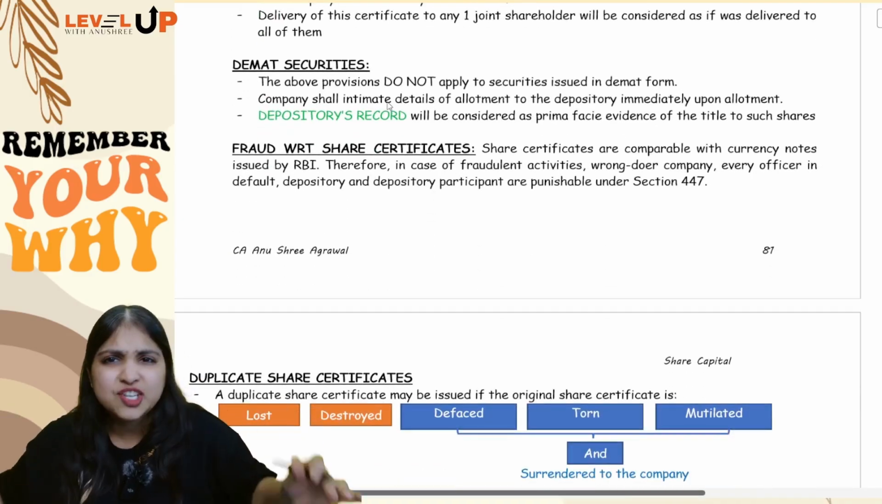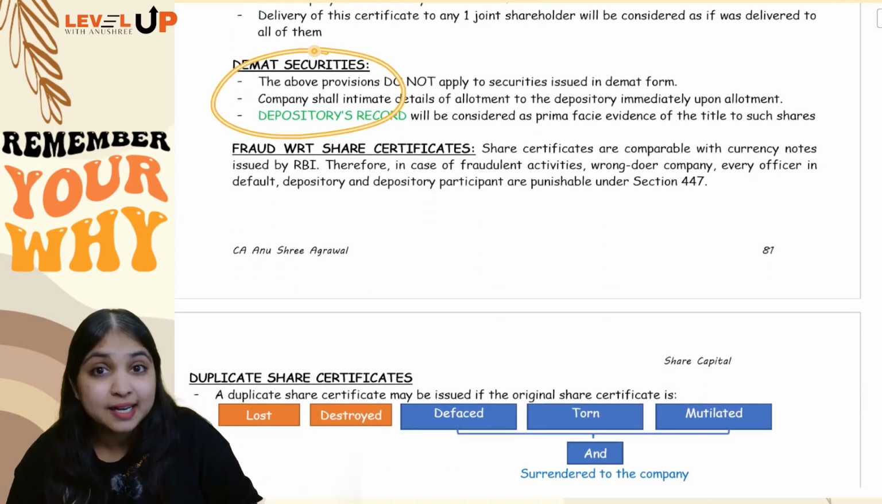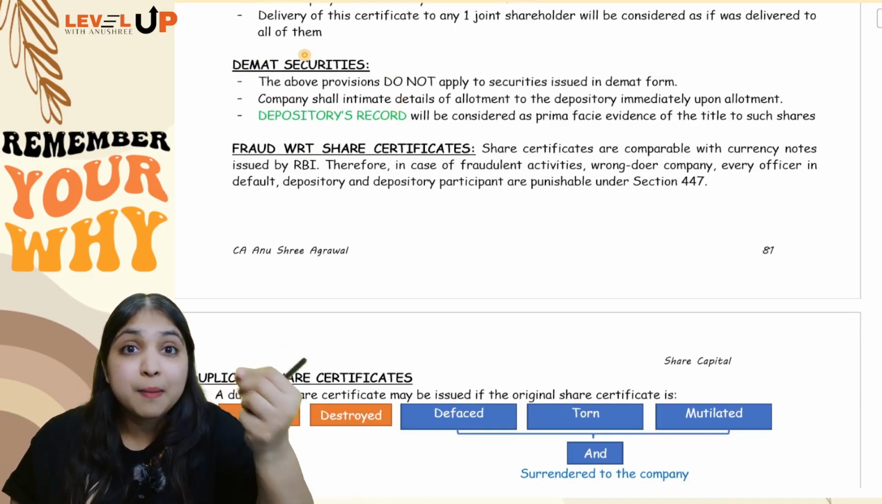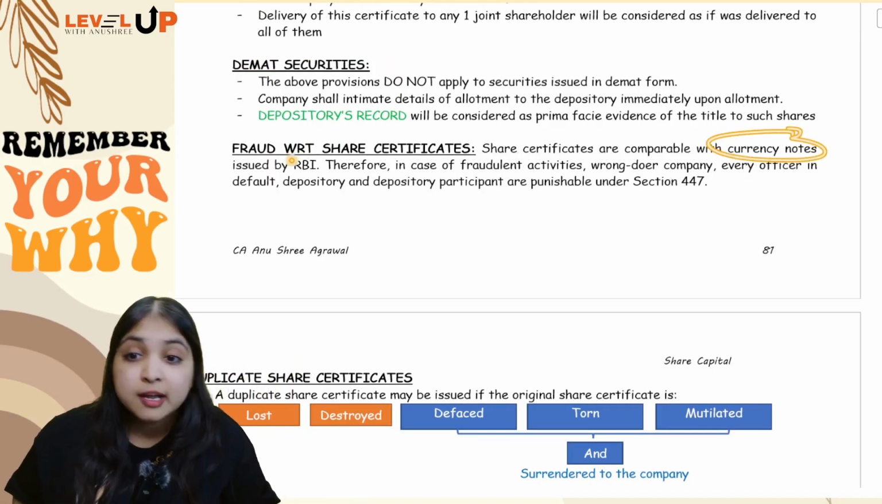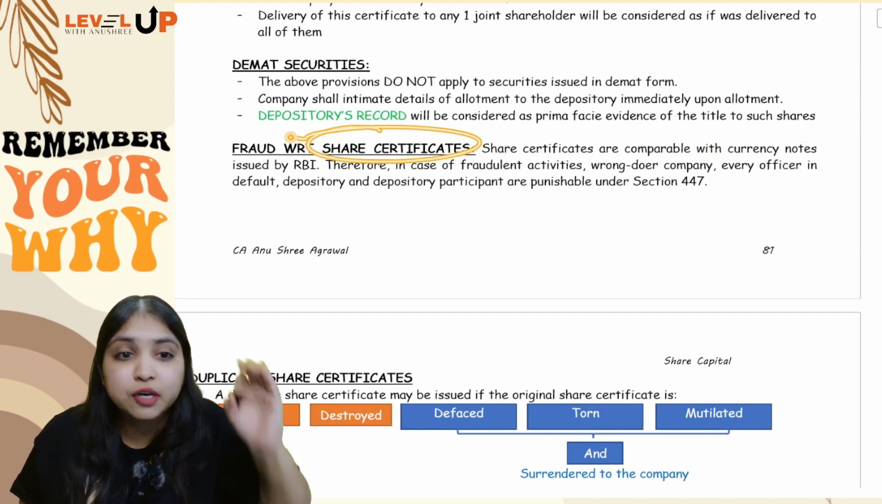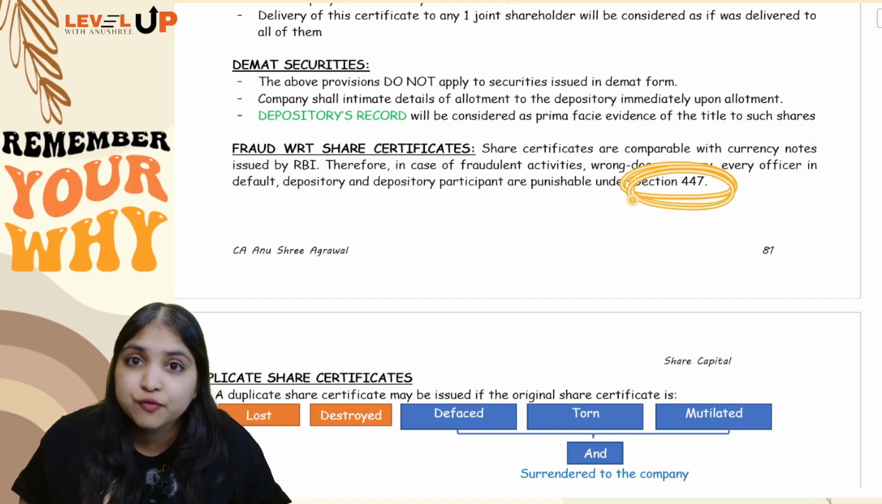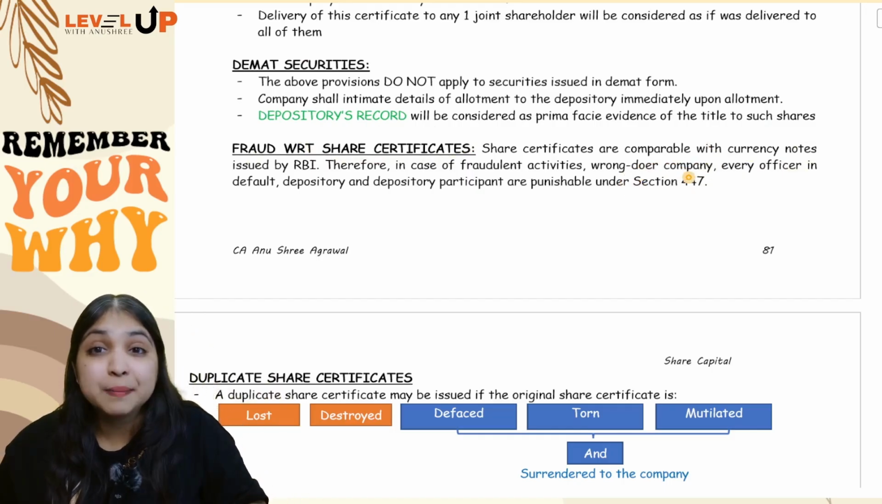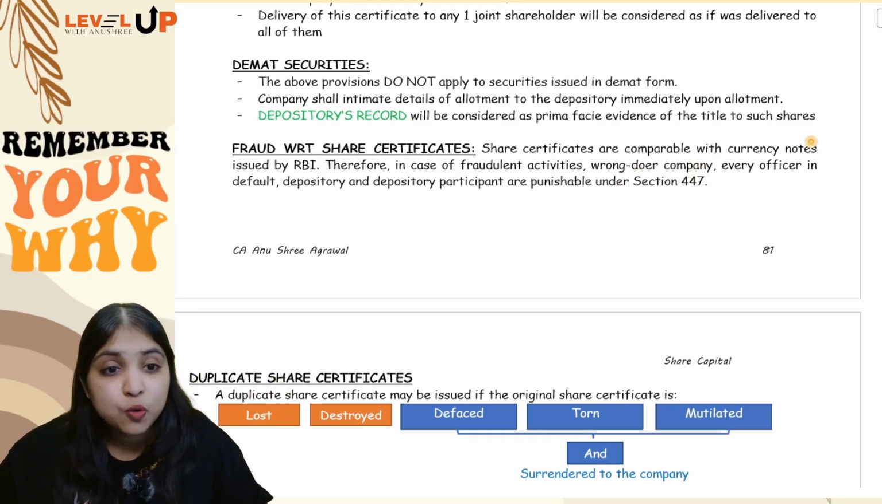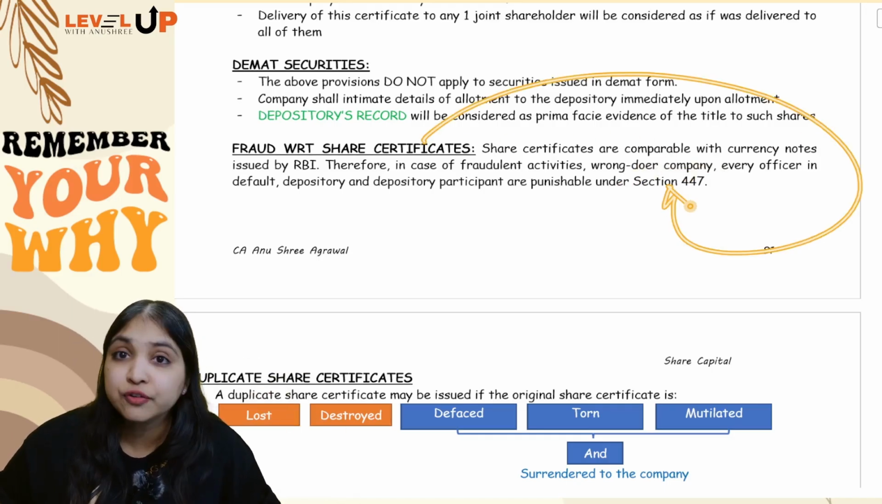And then we learned the share certificate concept and all will not apply in demat securities, and we also learned that share certificates will have the same significance as currency notes. So if there is any fraud relating to a share certificate, it's going to be considered a severe fraud and it will be punished under section 447. Remember, we had seen examples where the board of directors are printing fake share certificates to create fake shareholders. All that will get punished under section 447.